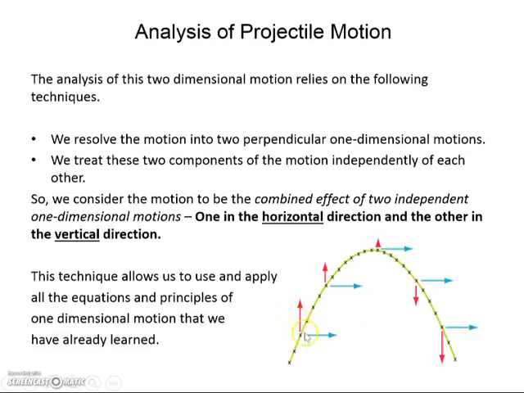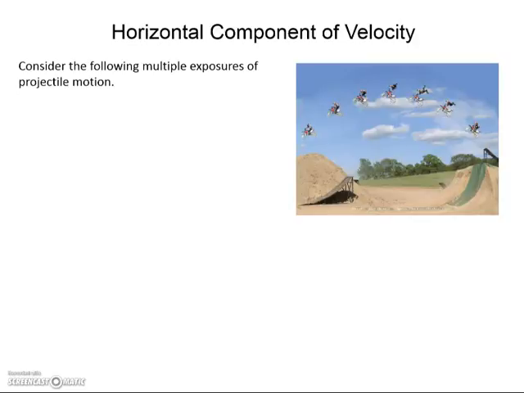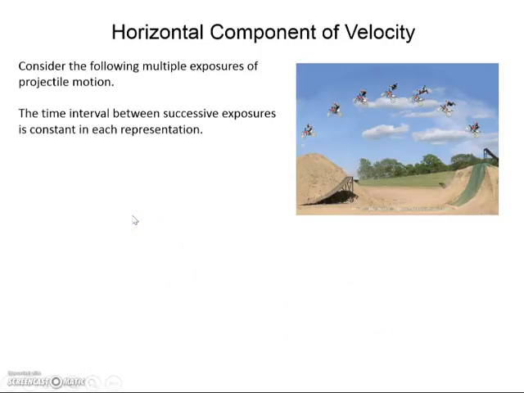Alright, so by resolving this motion, this actual green line, into its two components, it allows us to apply all of the equations and principles of one-dimensional motion that we've already learned. Now, if we're treating it independently, the horizontal component of motion, if we have a look at a multiple exposure photograph, here we have our motocross rider going across a jump, we can look at the time interval between successive exposures.